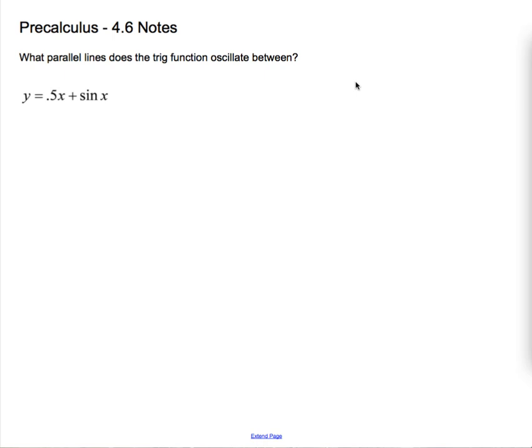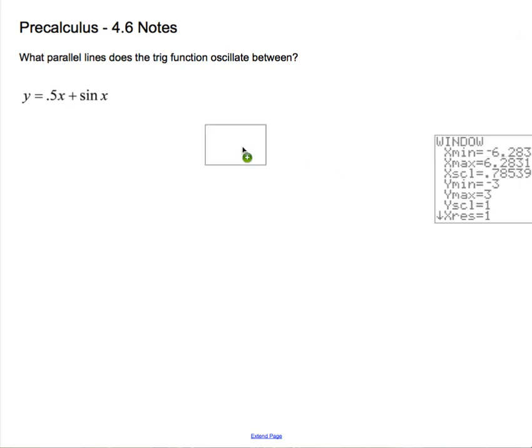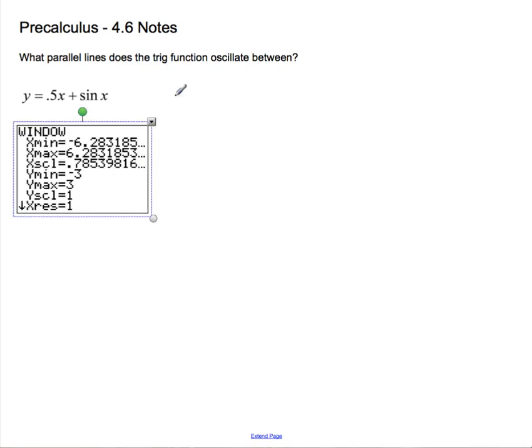Okay, what parallel lines does the trig function oscillate between? And we looked earlier at how things move around when you add or subtract something to your trig function. Well, I want you to look at the window that I'm going to use for my graph. Okay, it's going to be this right here. And by the way, this goofy, long, nasty looking number is just negative 2 pi. This is positive 2 pi. And this guy right here is just pi over 4. And I like to use those numbers when I graph in trig, just so I know where pi over 4 is on my unit circle. I know what I'm looking at. So I like to use that guy.